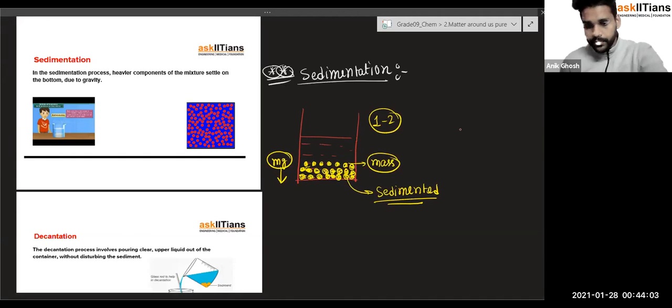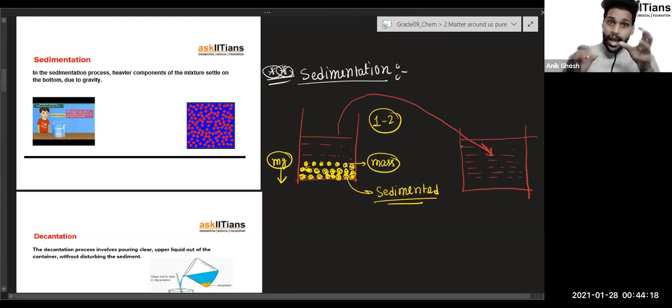The entire solvent would be at the top of the solution. What would happen is, if you just take out the water, then what would happen? Think about it. You have a beaker full of muddy water.